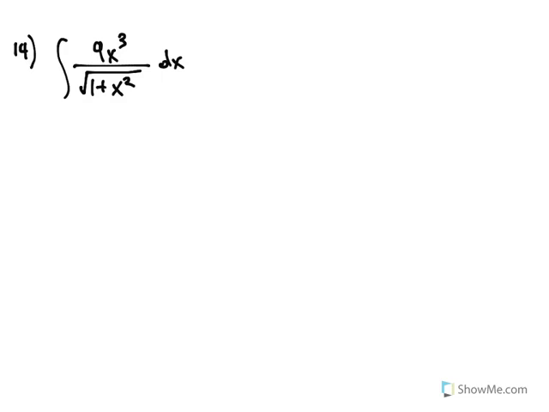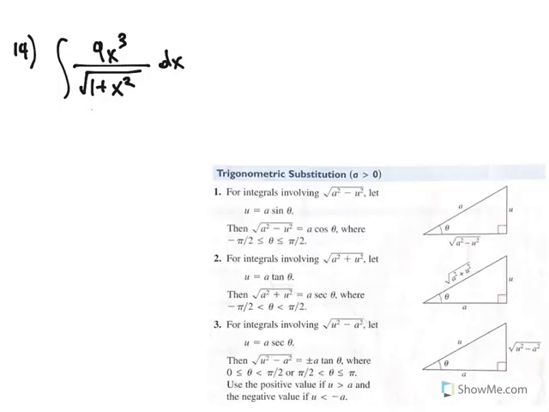Our next example is number 14, and we have the indefinite integral of 9x cubed over the square root of 1 plus x squared dx. The first step is to decide which of the 3 trig substitutions you will use. The reason you might think of using a trig substitution is because there is a radical expression in the integrand, and we know that a trig substitution could be useful for us to eliminate the radical expression.